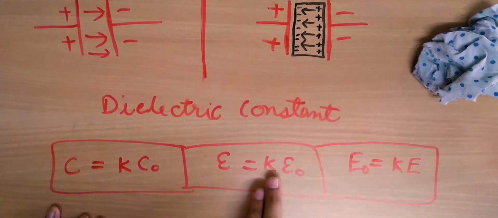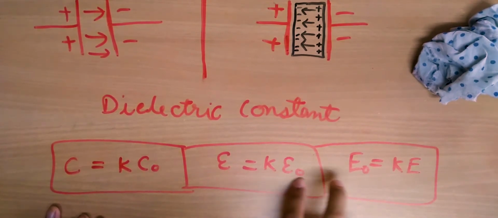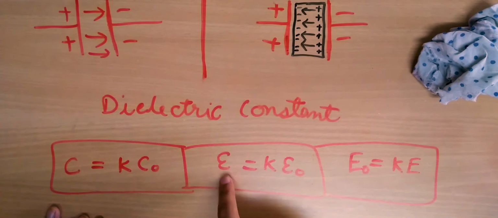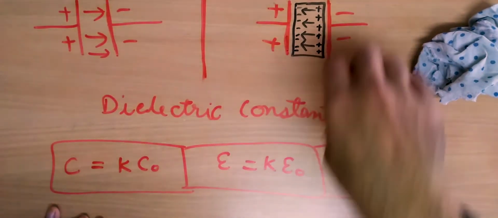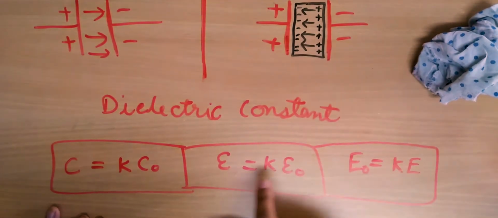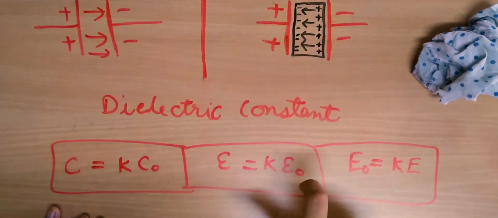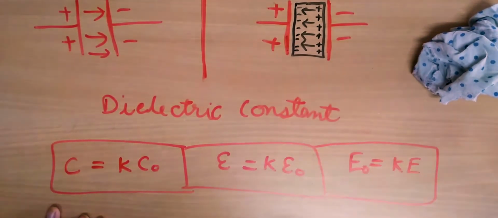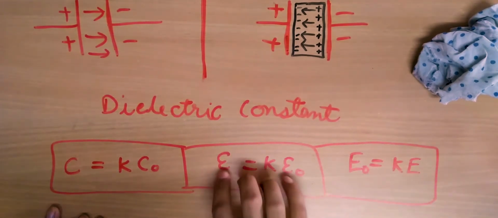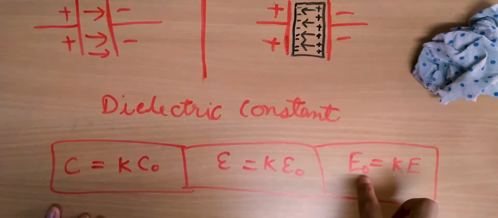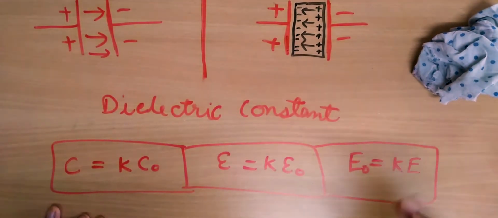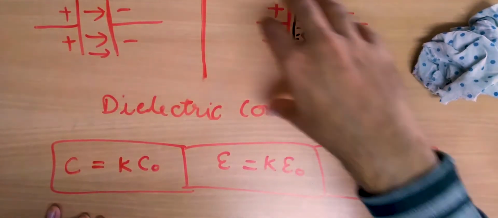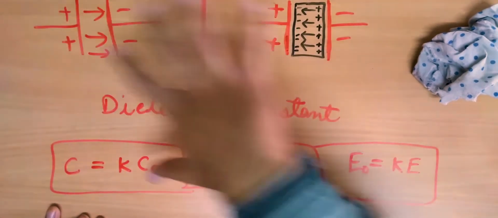Also, K can be written in this form, which shows that the permittivity of that particular dielectric is equal to the dielectric constant times the permittivity of vacuum. That also makes sense. And finally, the original electric field is K times higher than the electric field that I get when I add the dielectric. So I hope that makes sense.